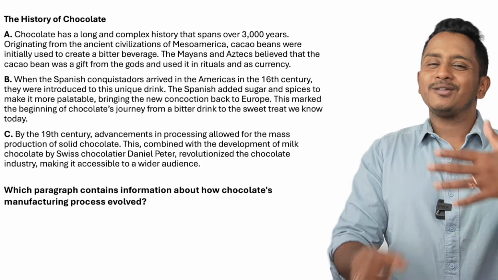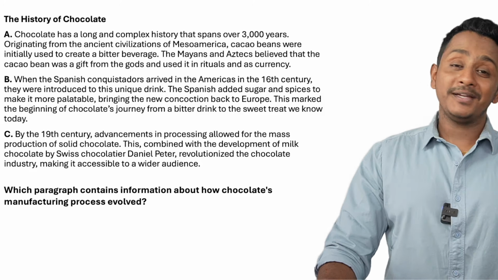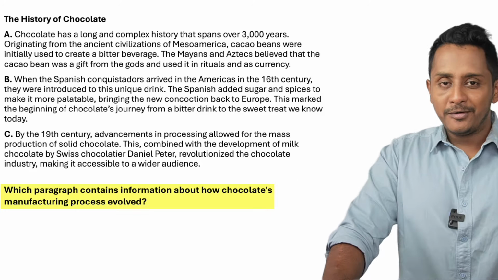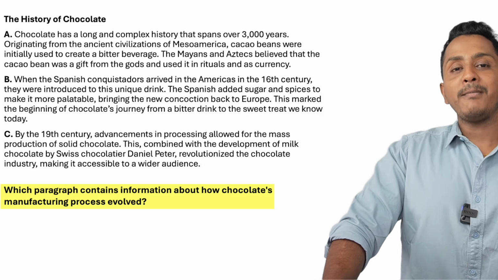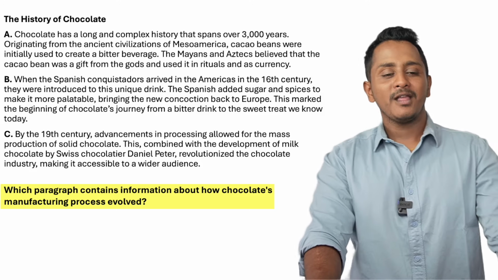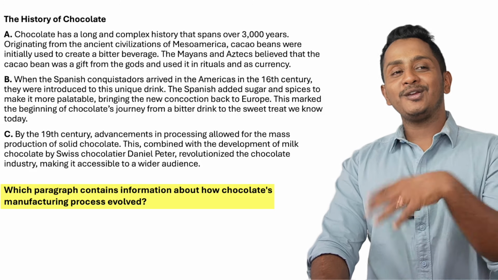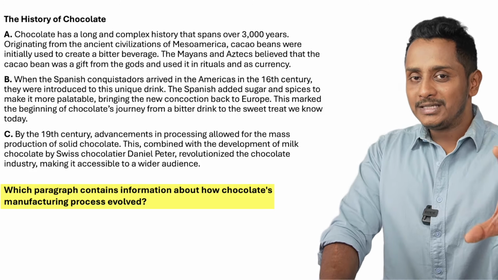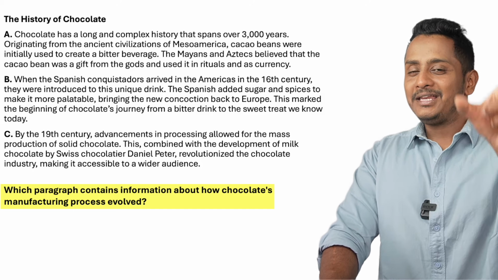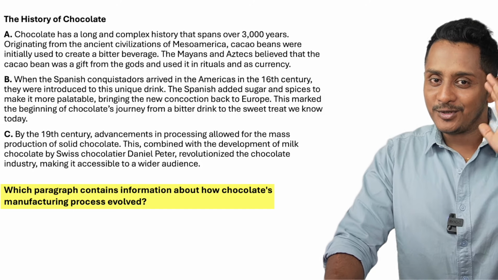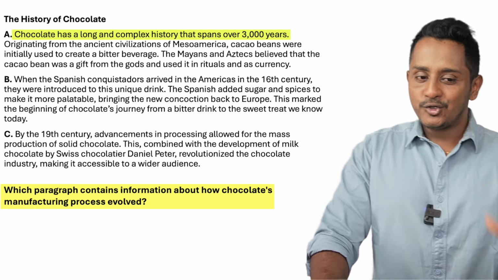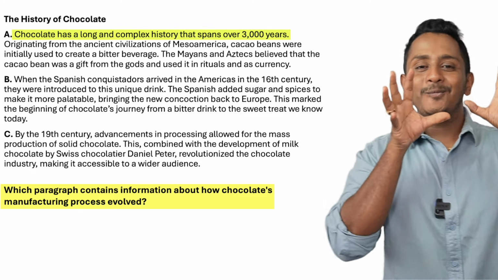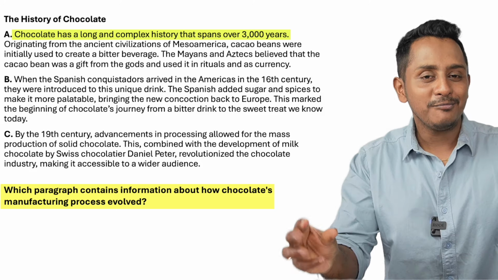Alright, it's a simple question, and since we have already read the paragraph, it may sound a little easier, but the approach remains the same. Which paragraph contains information about chocolate's manufacturing process? The moment you see the question, manufacturing, can it be written in the first paragraph? This is what you have to think. Read it: chocolate has a long and complex history. They're talking about history, which will not contain the process of manufacturing.